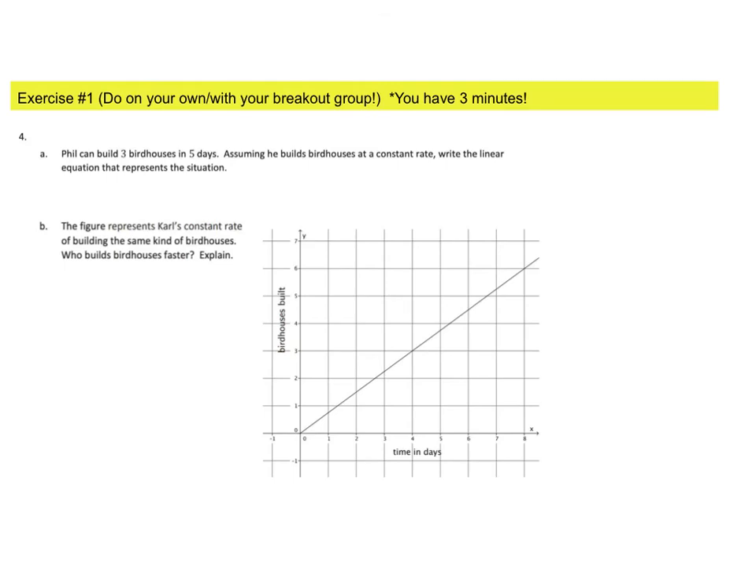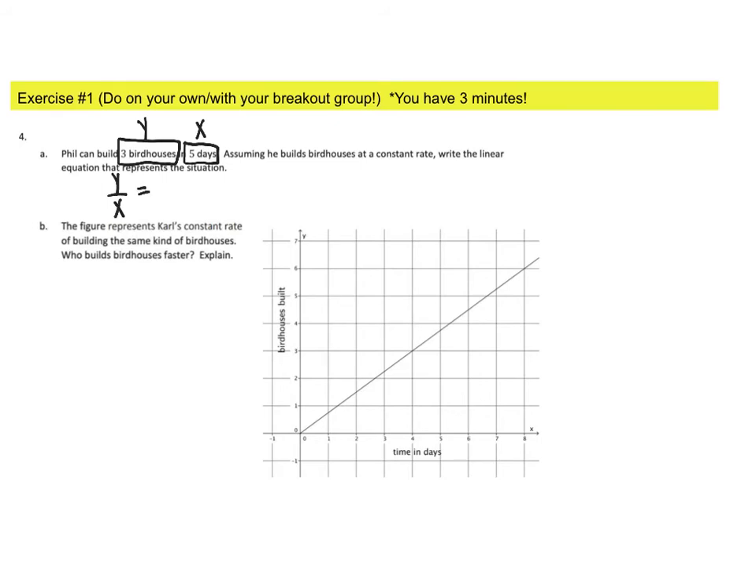All right, for exercise 1, you are going to do with your group. It says Phil can build 3 birdhouses in 5 days. Assuming he builds birdhouses at a constant rate, write a linear equation that describes the situation. So you're going to be doing y divided by x. Remember that time is our x, and whatever is the other number is our y. So please do y divided by x to get your m.